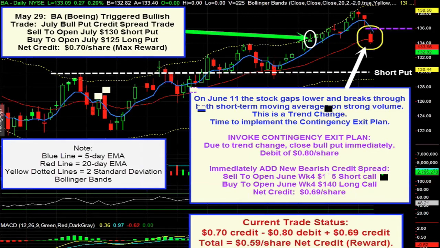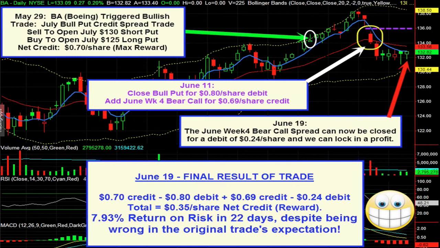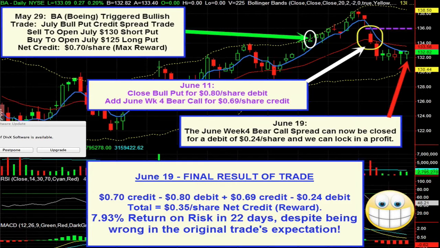And what happened? Look at the yellow circle, upper right of your screen. Hey, the stock actually went lower the next day. And then it went sideways, essentially 5 dojis. It went nowhere for 5 days. But we're in a spread trade. We're in a credit spread trade. These make money when stocks go nowhere. That's the beauty of it.